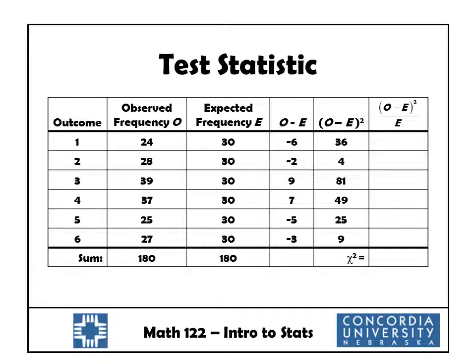In the next column we're going to square each one of those differences. So negative 6 squared is 36, negative 2 squared is positive 4, etc. Now notice that all of those numbers are positives because whenever we square a number it's always positive. Next column we're going to take each one of those squared numbers and divide it by the corresponding expected frequency. So for the first one we take 36 divided by 30 to get 1.2. Next we take 4 divided by 30 to get 0.133, so on and so forth. And then our last step, we add up those numbers in the right hand column to get our chi-squared value, which in this case is 6.8.